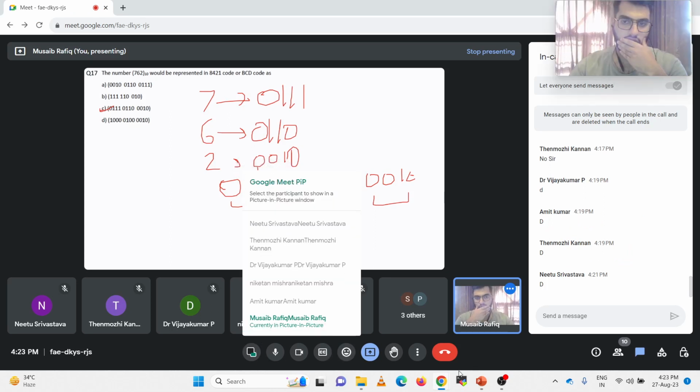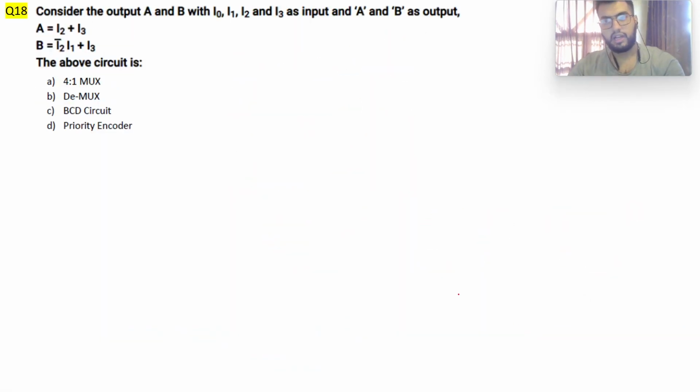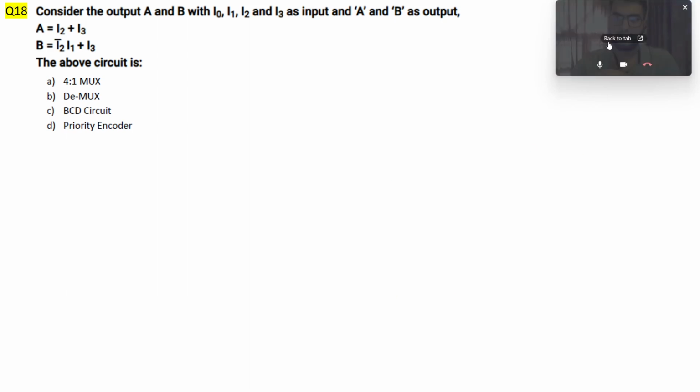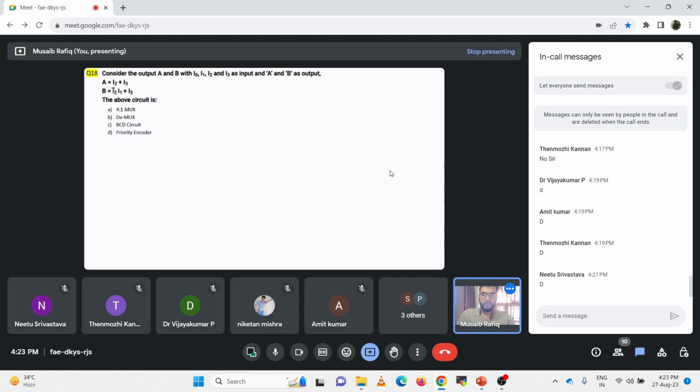Now towards question number 18 of today's live session. I would like you guys to do this question first, and then I'll show the solution. The question states: consider I0, I1, I2, I3 as inputs and A and B as outputs, and A is given by I2 plus I3, B is given by I2 bar I1 plus I3. You have four options and you need to tell what the above circuit does. You have two expressions and you need to tell what the circuit is.